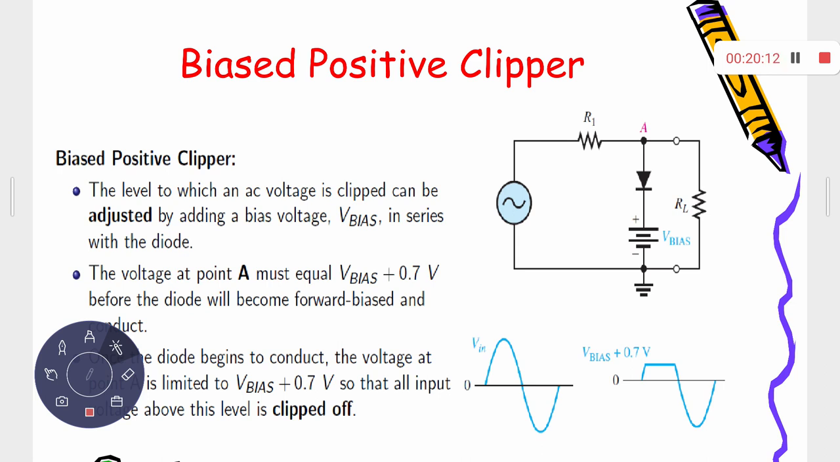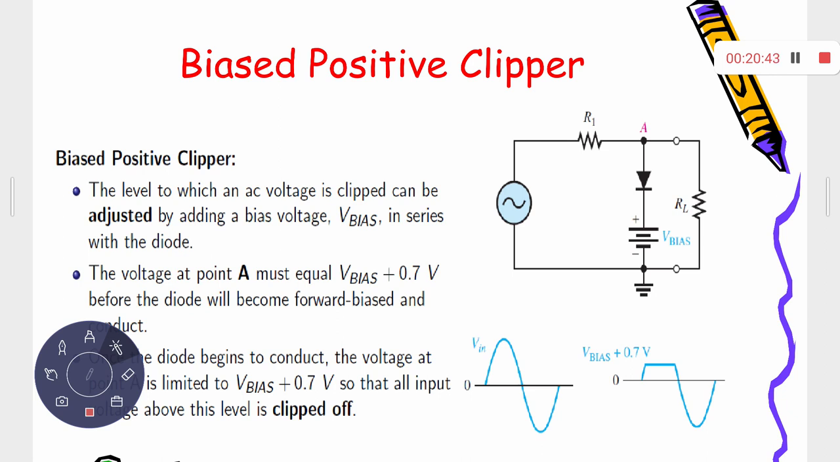Now this time, since the cathode potential is held at plus V bias, the anode potential must be placed at V bias plus 0.7, because the difference between the anode and cathode should be 0.7. So the cathode potential is equal to plus V bias. It's a plus, not minus. So the anode potential should be at least V bias plus 0.7.